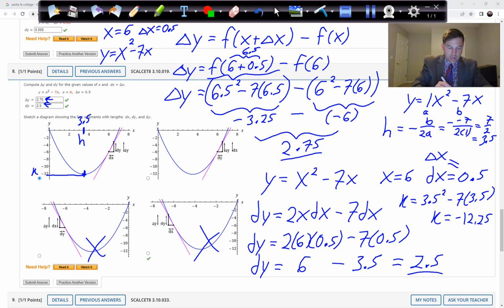So at x is 6, we want to calculate when x is 6. From here, del x says we go over by 0.5, and del y is either 2.5 or 2.75. You can see these tick marks go by a half, so this is 0.5 exactly, and then this goes up by almost 3. So that's how you can tell that that purple line is correct for this particular problem.